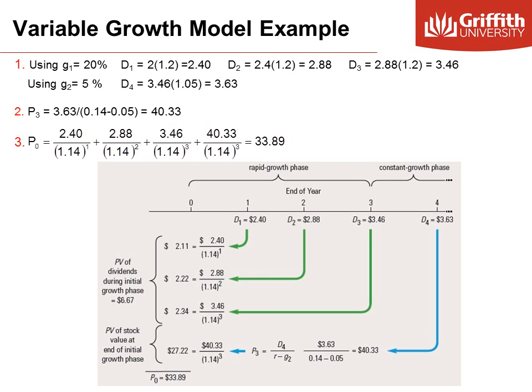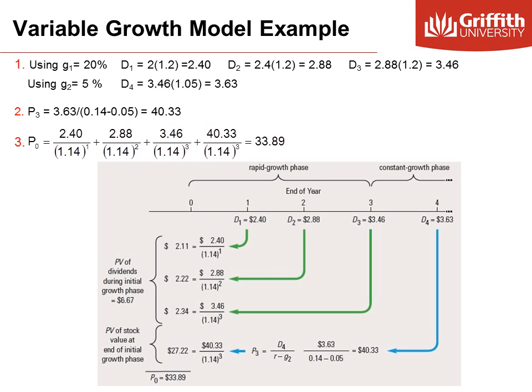So using this example, the first step we do is to calculate those dividends based on the first growth rate of 20%. So this 20% growth rate is applied only for the first 3 years. So then we calculate first D1, $2 multiplied by 1.2. D2 is based on D1, $2.40 multiplied by 1.2. And D3 is based on D2, $2.88 multiplied by 1.2.